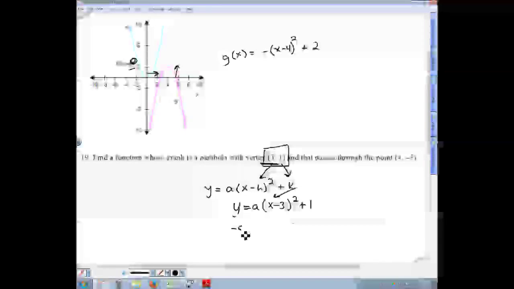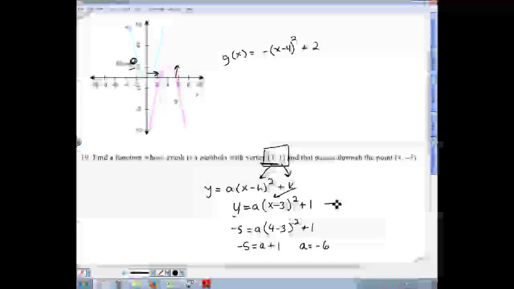I'm going to go ahead and do that. I'm going to plug a negative 5 in for y, leave a as a, plug in a 4 for x. Then follow order of operations. 4 minus 3 is 1. 1 squared is 1. 1 times a is a. So we have negative 5 equals a plus 1. If you subtract the 1 from the negative 5, you get a is equal to negative 6.